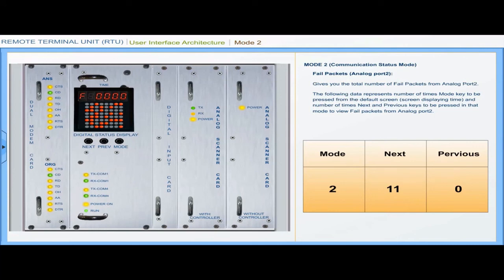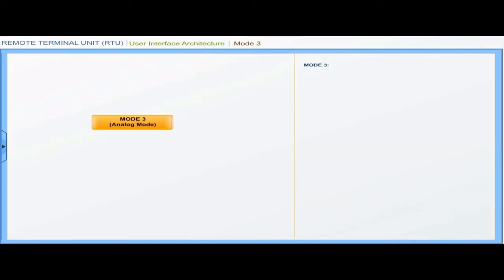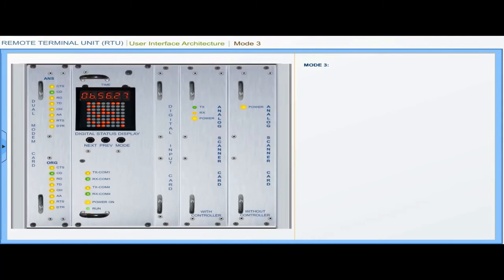Previous 0. Display on 7 segments looks like this. Mode 3. Analog mode. Temperature and analog channel status. Mode 3. Temperature and analog. Gives you the temperature and analog channel values.